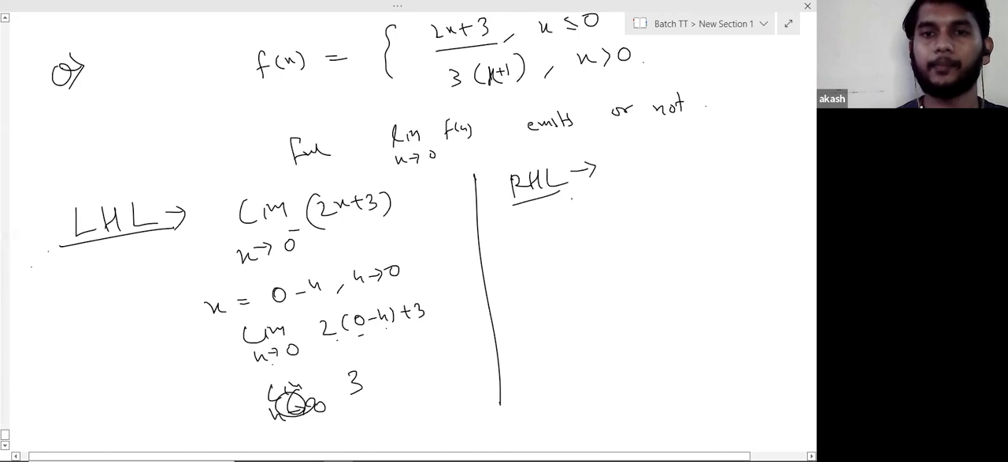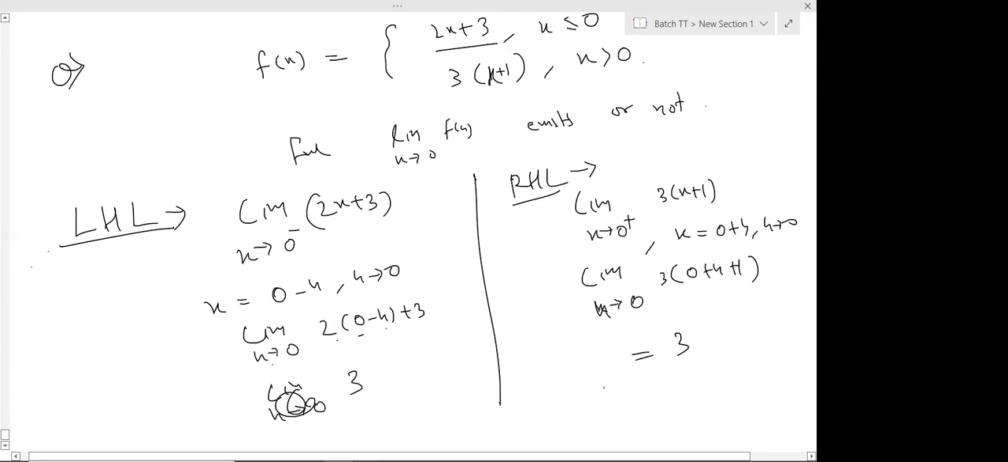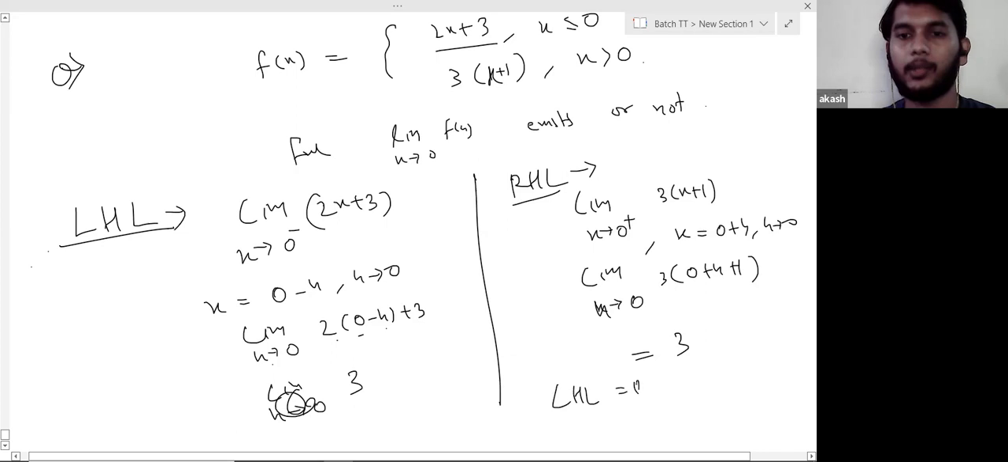RHL: limit x tending to 0 plus of 3x plus 1. Put x equals 0 plus h, h tending to 0, so 3 times (0 plus h) plus 1. Directly put h as 0, this is also 3. Right, Sahel? Okay, I think I made a mistake. Instead of substituting x, I substituted h. Okay, I got it. So LHL equals RHL, and this is 3.